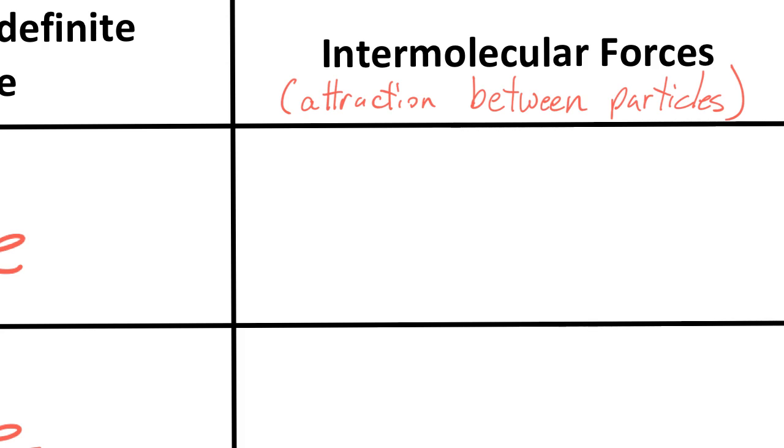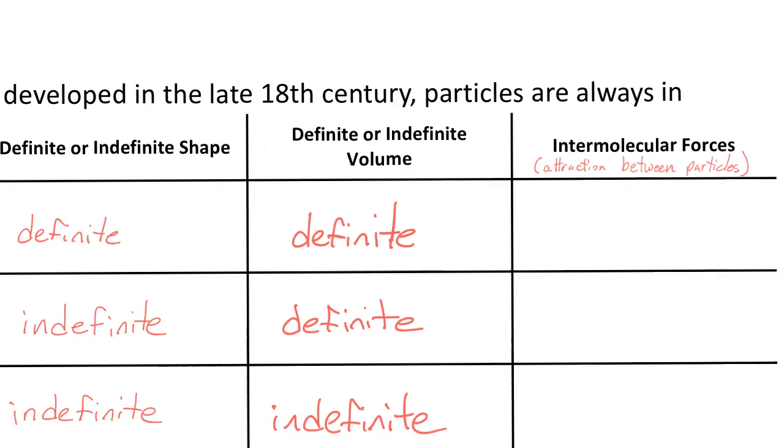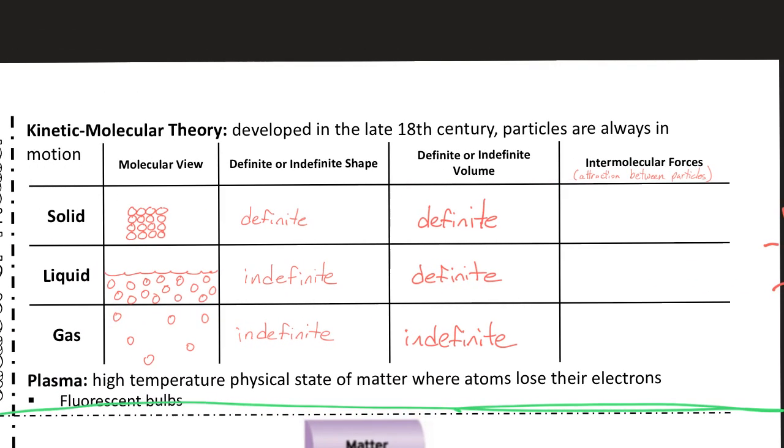So to zoom back out, when I'm looking at a solid, the intermolecular forces between the particles in the solid are going to be strong. It's the strong intermolecular forces that keep a solid together. In a liquid, you can see that the distance is greater between particles. They're moving more, so the intermolecular forces are going to be weaker. And then gases, which we've spent a lot of time on, there's going to be no attraction between particles, so the intermolecular forces are going to be none.